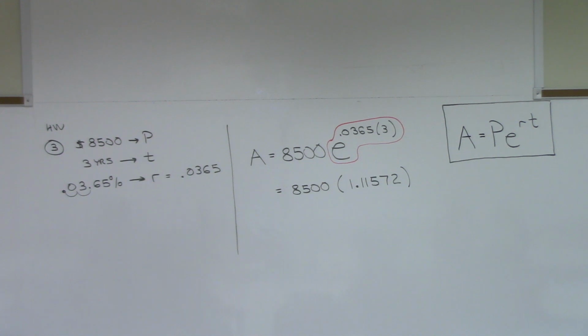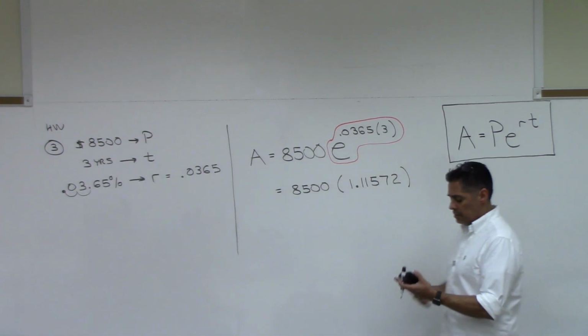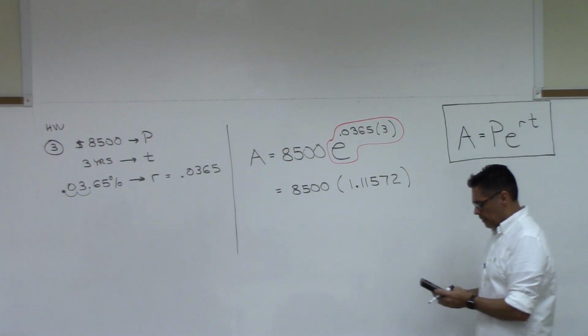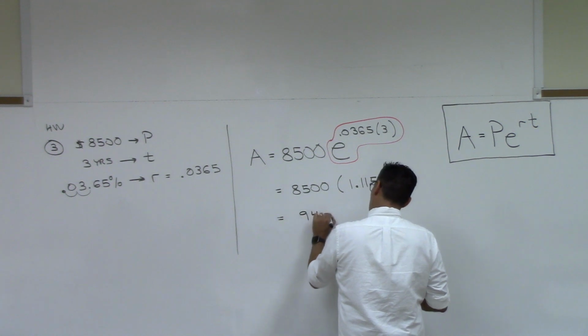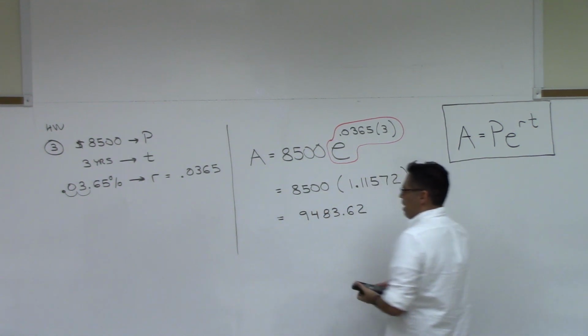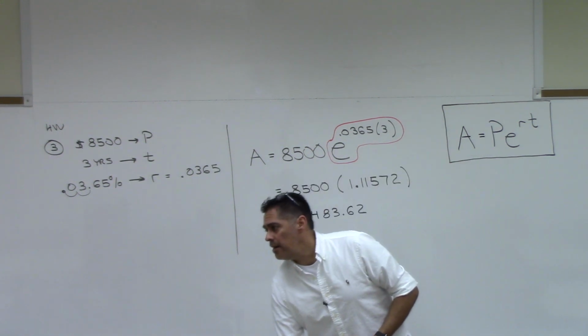Okay. And then you'll take that answer and multiply that number times that number. So go ahead and take that answer and multiply times 8,500. And you should get somewhere around 9,483.62. And that's how much money I have in the account after 3 years at that interest rate.